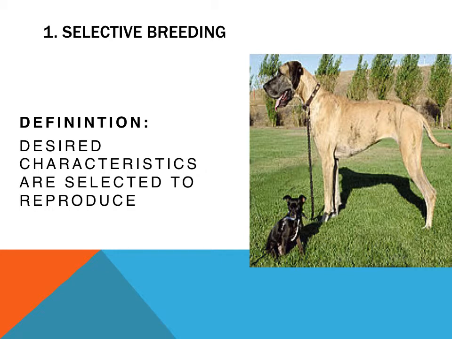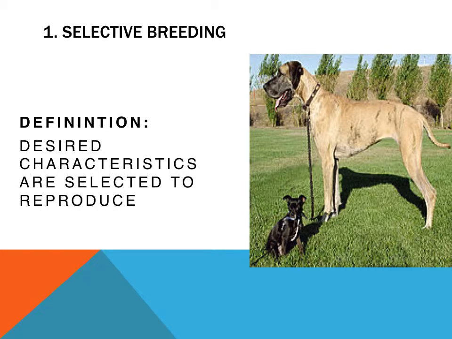So let's go on to the first section, selective breeding. Selective breeding, you may have heard this when referring to dogs. Dogs have been selectively bred for hundreds of years because dogs come from wolves, and we decided which traits would be passed down from parent to children. So selective breeding, the definition is that desired characteristics are selected to reproduce.